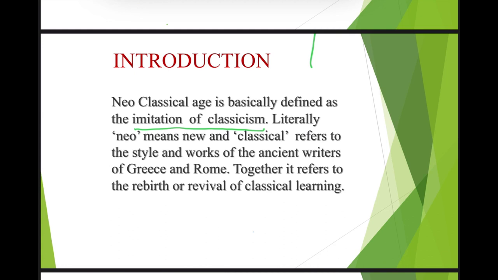When you look at the literal meaning of neoclassicism, neo means new, and the word classical refers to the style and works of the ancient writers of Greece and Rome. This is a very significant point which you should keep in mind: neo means new and classical means the style and works of the ancient writers of Greece and Rome. Taken all together, neoclassicism means a kind of rebirth or revival of classical learning, but you will not interpret this as you do in the case of the Renaissance. Because when you say neoclassicism, it means, number one, imitation of classicism, and when you interpret the entire word, neo means new and classical refers to the style and works of the ancient writers.